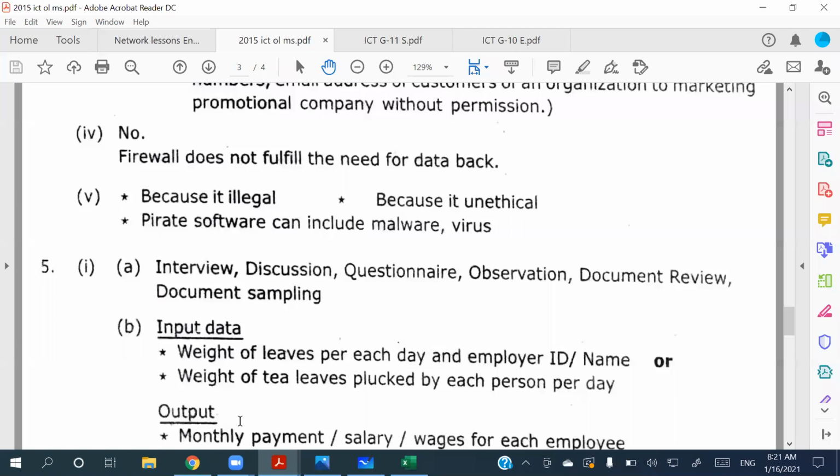So when they are asking you to explain, it's better you have all these points, right? So each and every point, yes, it can have 2 marks for each and every part, right? Okay, so who has done the 5th one?